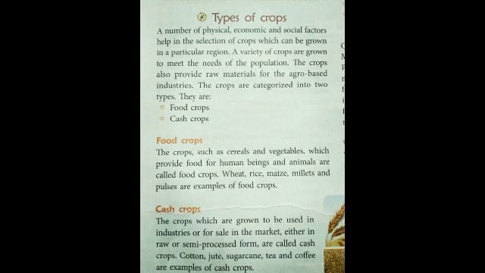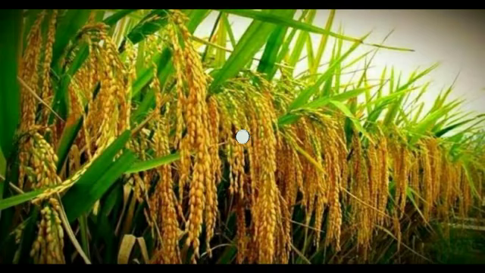Okay, children, so we have seen two types of crops. What are they? Food crops and cash crops. Food crops are grown to be eaten by us, and cash crops are grown for sale in the market. So children, rice and wheat are the major food crops, while cotton, sugarcane, jute, tea, coffee and rubber are the major cash crops. So first we are going to learn about rice.